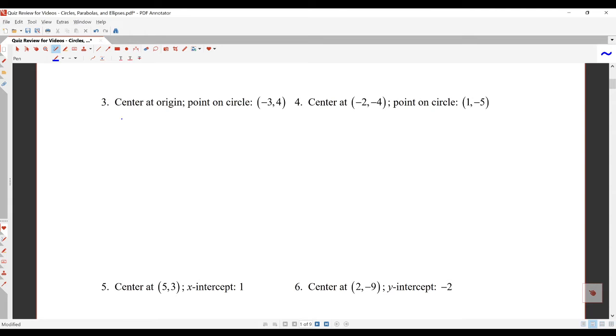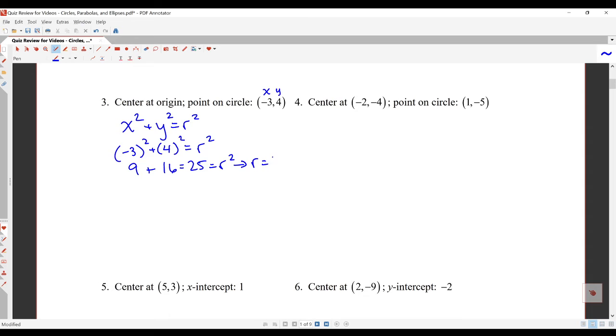Number 3, center at the origin. So we know therefore it's going to be x squared plus y squared equals r squared. And we know a point on the circle. Now again, that means we're given an x and a y value. So we're going to use that to find the radius. So -3 squared is 9, 4 squared is 16, which is 25. That's r squared. We don't even need to find r. All I need is r squared. And so we have the equation x squared plus y squared equals 25.